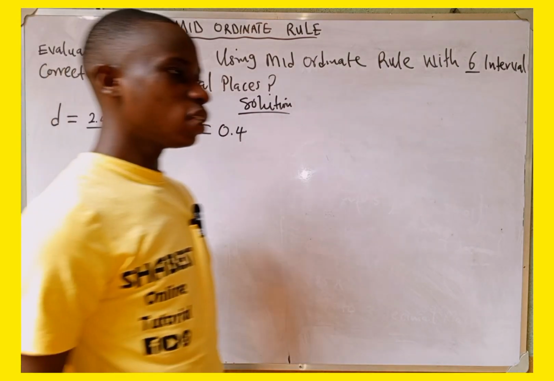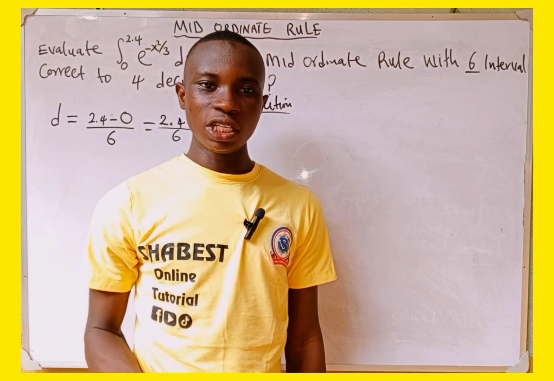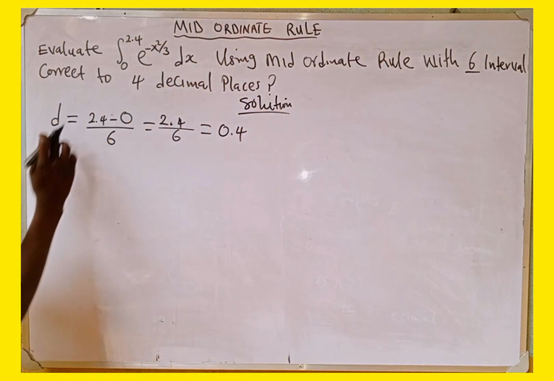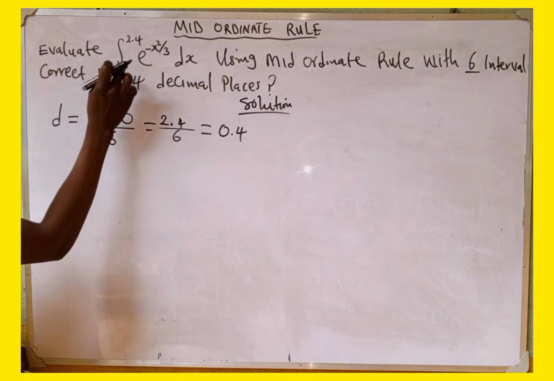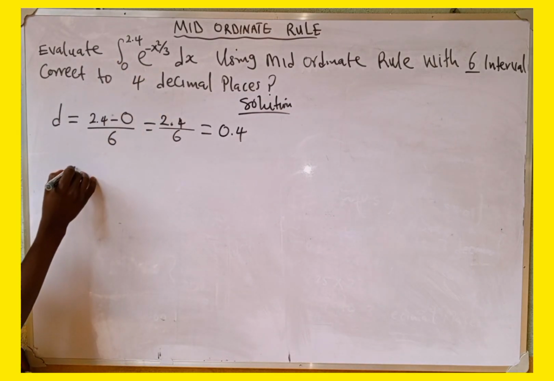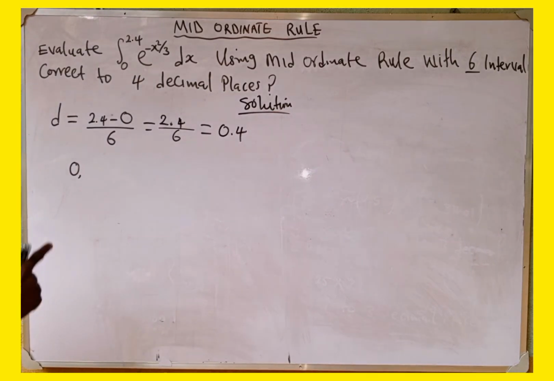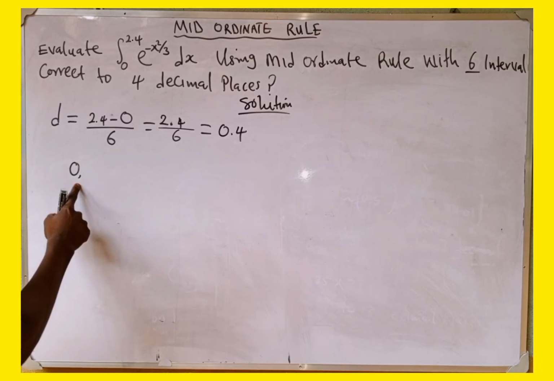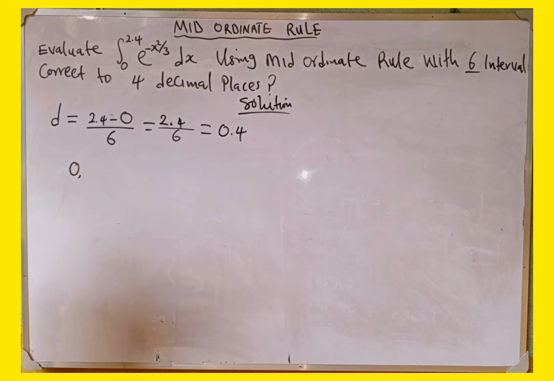After getting the width of the interval, the next thing is to get the ordinates. The ordinates run from the lower limit, which is 0, to 2.4. So first write the lower limit, which is 0, then a comma. Next, you add the width of the interval to the lower limit, and we continue adding until we reach the upper limit.